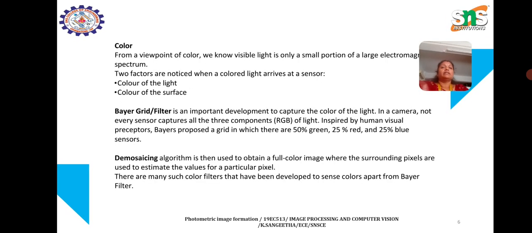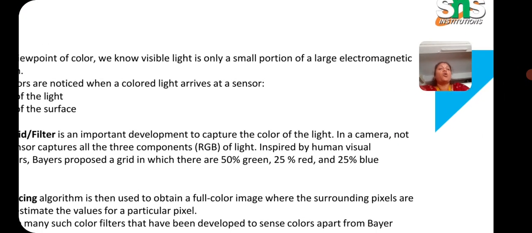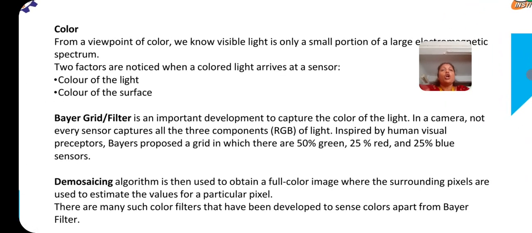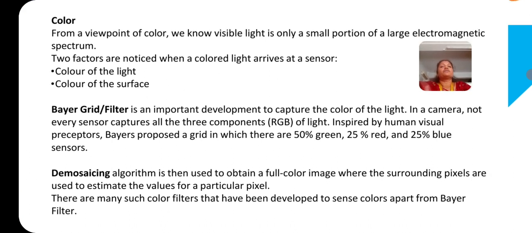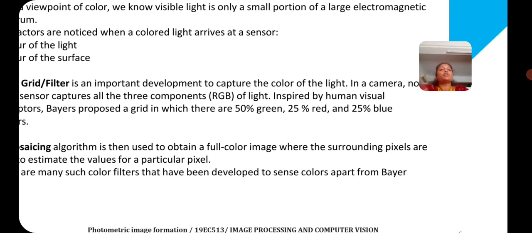Now, color. From the viewpoint of color, we know visible light is only a small portion of the large electromagnetic spectrum. Two factors are noticed when colored light arrives at a sensor: the color of the light and the color of the surface. And filters, that is the Bayer grid filter, is an important development for the capture of color of the light.